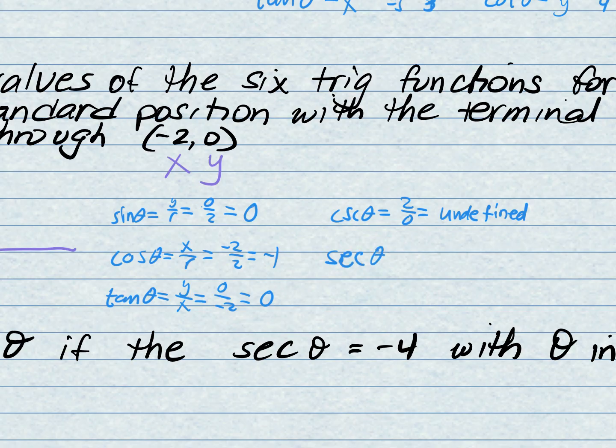Right, now secant of theta is going to be r over x. So 2 over negative 2, which is also negative 1. And now cotangent of my angle is going to be x over y, which is going to be negative 2 over 0. Again, 0 on the bottom means that your answer is undefined.